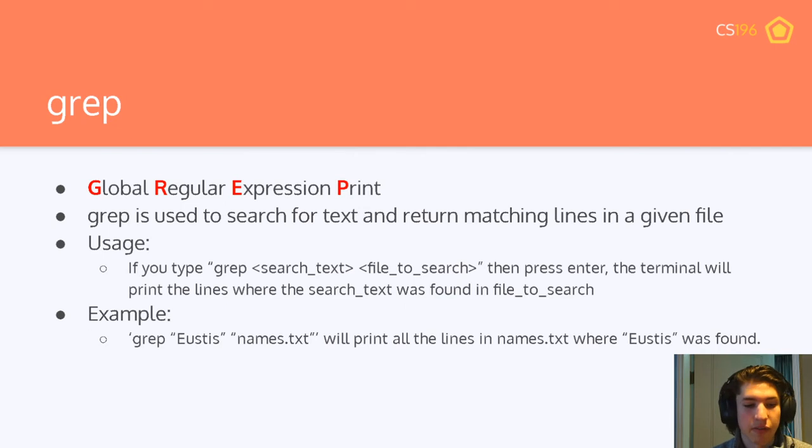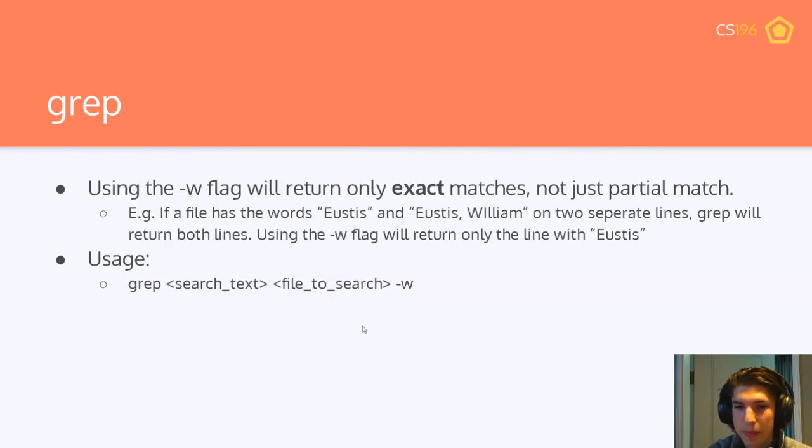So if I have a file that has, let's say, the names of everyone in the class, and I want to print out all of the names that have an E in it, I could say grep E and then give it, let's say, names.txt, right? And all of the names that have an E in it will get printed. If you want to only print names that are only an E and not just have an E in it, you can use the -w flag. The -w flag only returns exact matches.